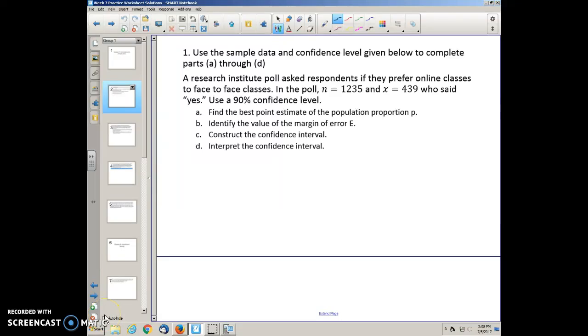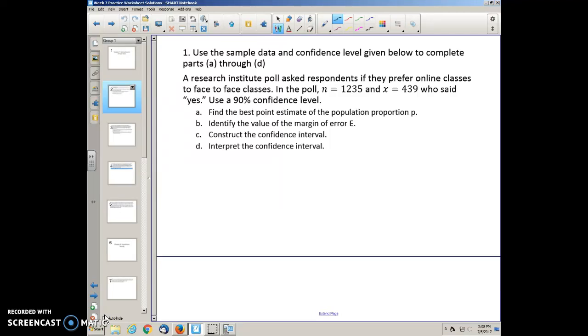Use the sample data and confidence level given below to complete parts A through D. A Research Institute poll asked respondents if they prefer online classes to face-to-face classes. In the poll, n equals 1,235 and x equals 439, who said yes. Use a 90% confidence level.